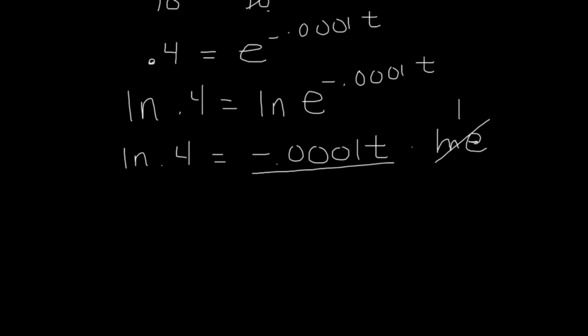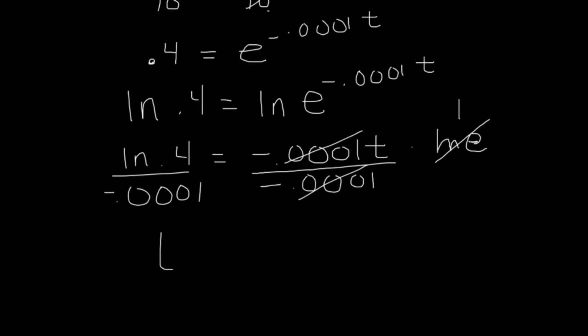I'm trying to solve for T, so I'm going to divide both sides by the coefficient on T. And what I have is that T is equal to the natural log of 0.4 divided by negative 0.0001.